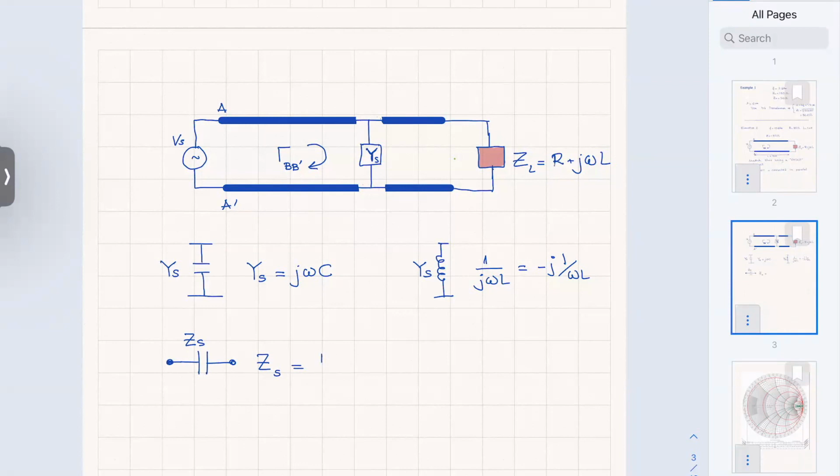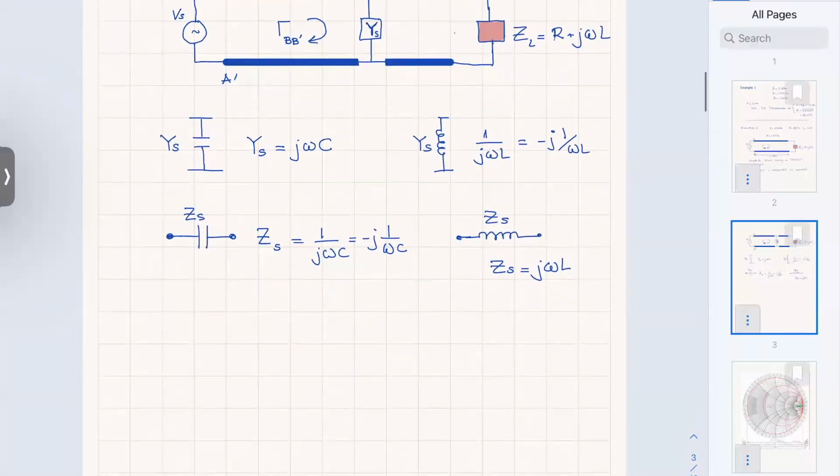Yes, it's going to be 1 over j omega C, or minus j 1 over omega C. And if I have an inductance in series, that I call Z sub S, how much is that? Exactly. So if you have impedances which are negative, then you know it's a capacitance. That's why on the Smith chart, when we go under, it says capacitive load. An inductive load is up for this reason, and a capacitive load is south. So you need to remember those things.